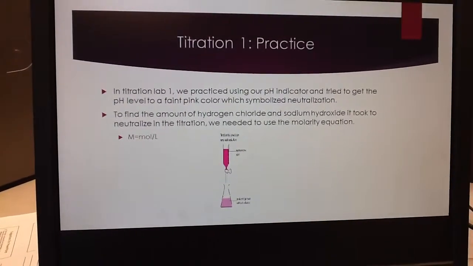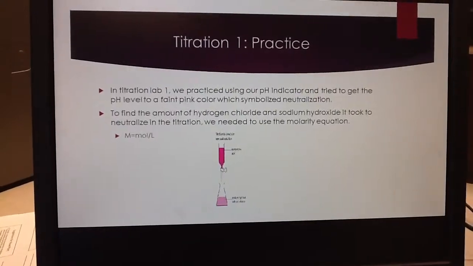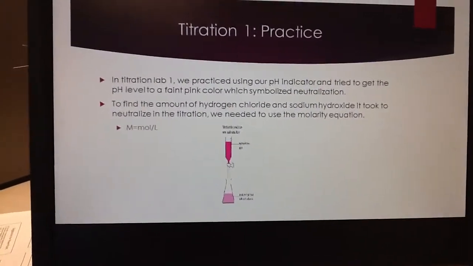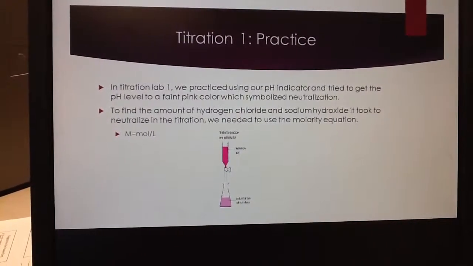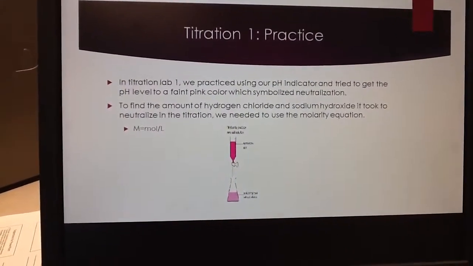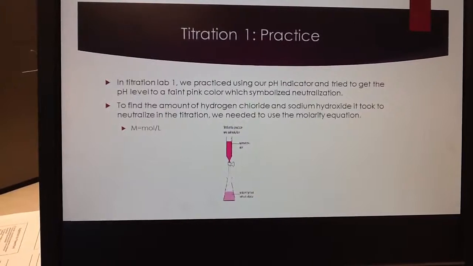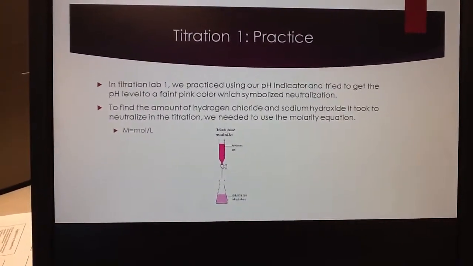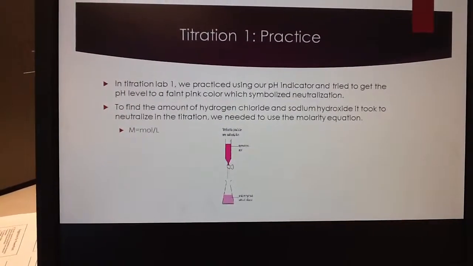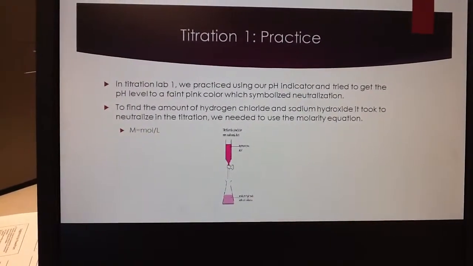Titration 1, practice. In Titration Lab 1, we practiced using our pH indicator and tried to get the pH levels to a faint pink color, which symbolized neutralization. To find the amount of hydrogen chloride and sodium hydroxide it took to neutralize in this titration, we needed to use the molarity equation, which is molarity equals moles over liters.